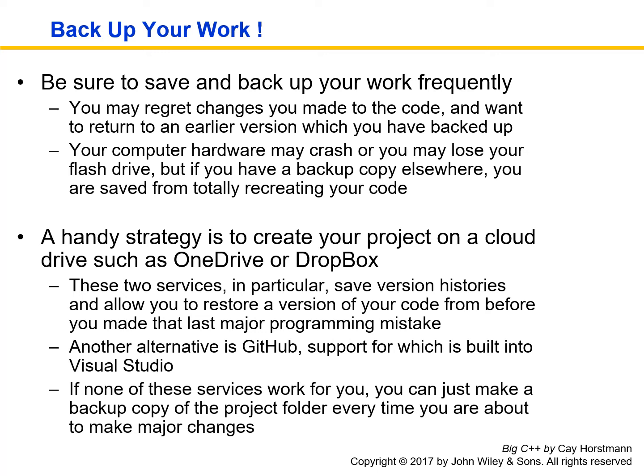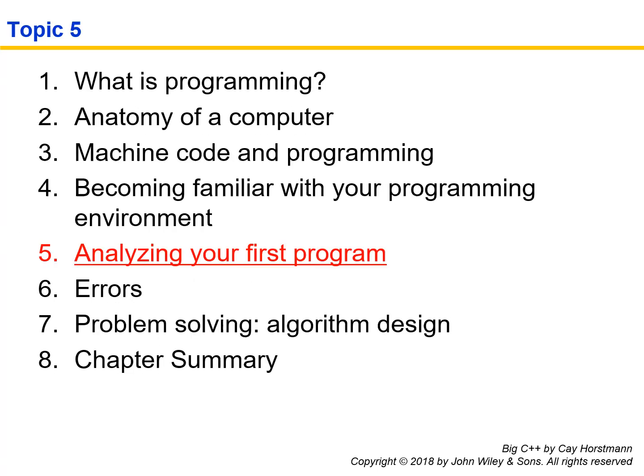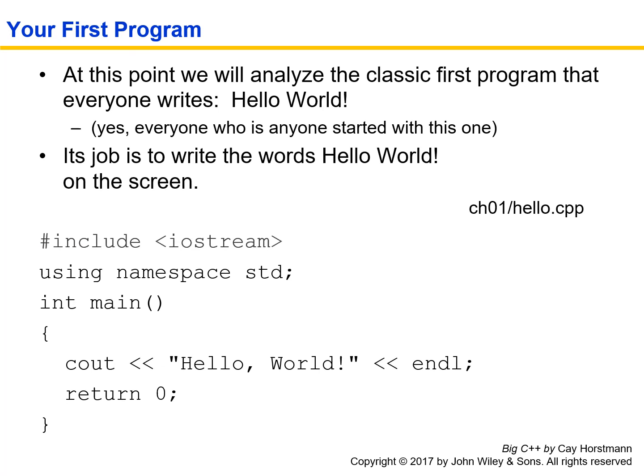Another alternative is GitHub, which there's support for that's built into Visual Studio. I think it's also built into Apple's Xcode, but I haven't used it that way. GitHub's a bit more complicated than setting up OneDrive or Dropbox, so I'm not going to encourage that for you at this stage in your programming life. Finally, if none of those services work for you, you can just go about manually making a backup copy of your project folder every time you're about to make a major change. So maybe you get Hello World working and then you're about to go on to the next step. So you make a copy of that project folder and then you make the next change. Okay.